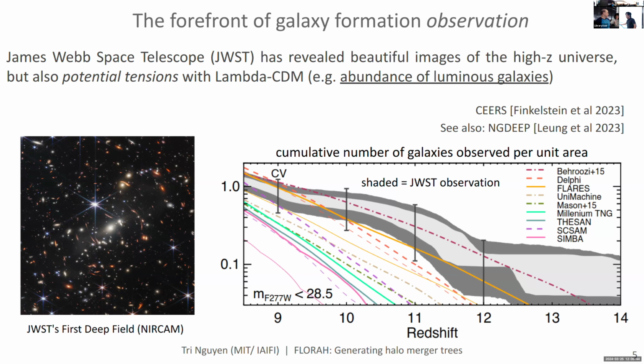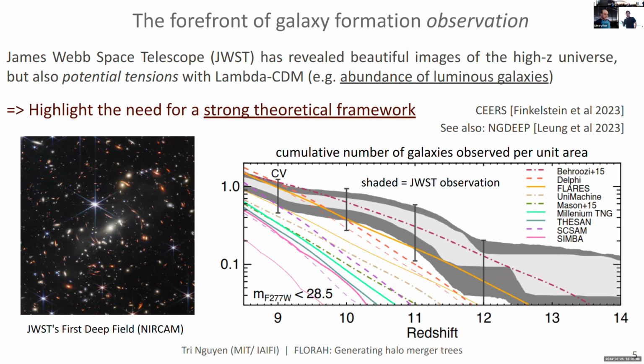And each of these lines is a different kind of theory, including, for example, the dashed line being semi-analytic models, and the solid line being hydrodynamic simulations. So you see that overall, we under-predicted the number of galaxies at very high redshift compared to JWST. And this highlights the need to understand both observations and theory, to have a strong theoretical framework as well as understanding what the observational systematics are. And my goal is to tackle the theory side.